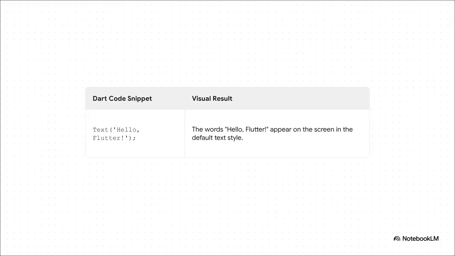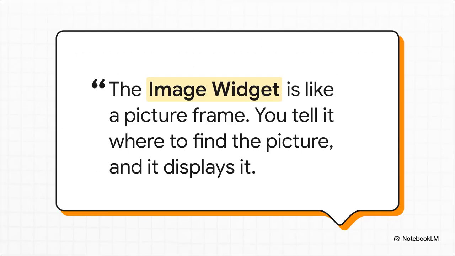And check out how easy this is. Seriously, look at the code on the left. Text, and then in parentheses, the words you want to show. That's it. It's a direct command. You're telling Flutter, make me a text widget, and have it say hello Flutter. And boom, on the right, you see the result. Flutter just takes that blueprint and builds it. So cool.